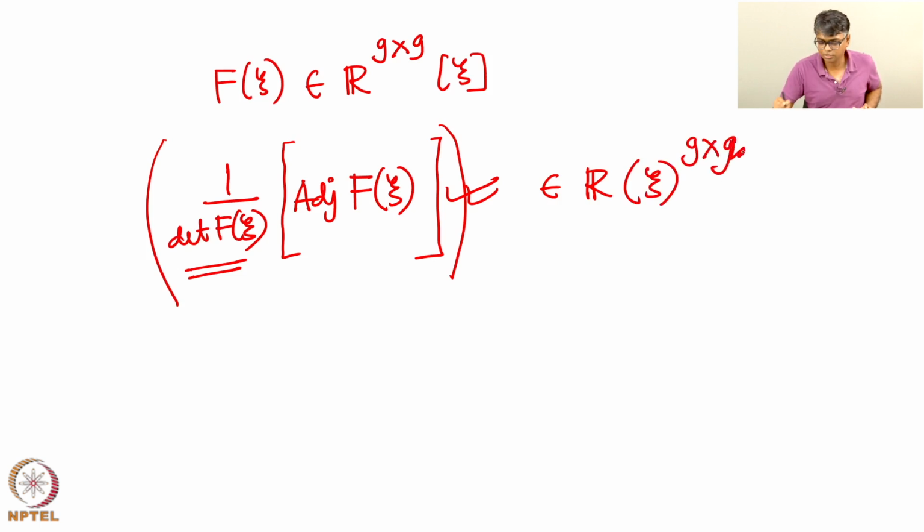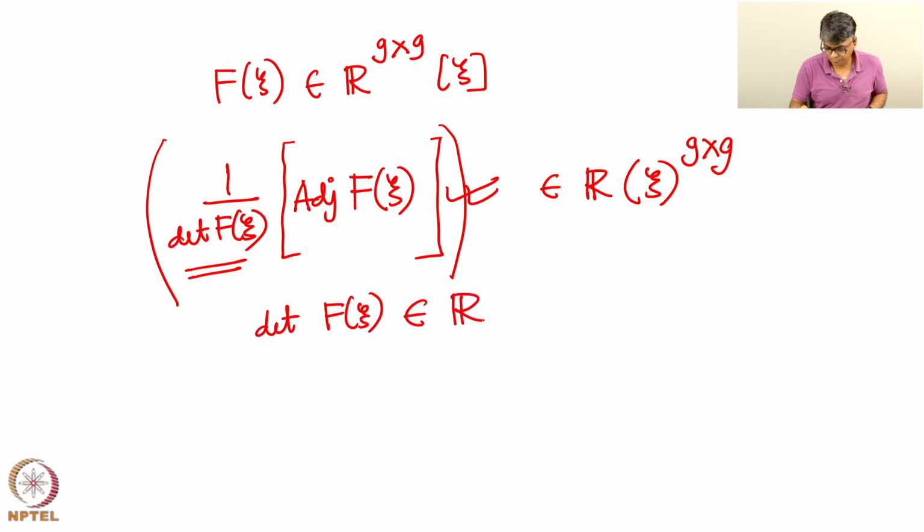G cross G rational function matrix. Great, no? But I want a polynomial matrix. When can I get a polynomial matrix? That is a polynomial matrix if and only if the determinant of F psi is a non-zero constant. That means it belongs to the set of real numbers sans 0. Such matrices are called unimodular matrices.